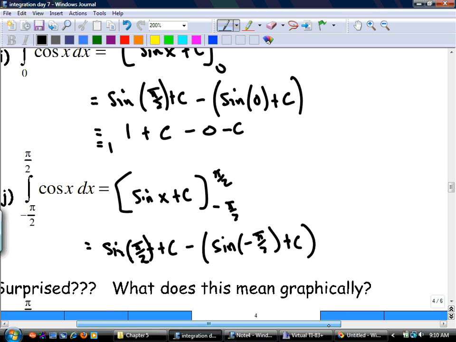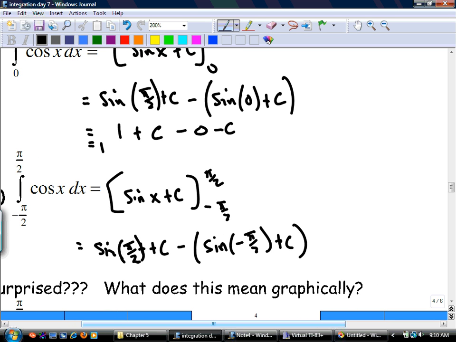So you get 0 plus c minus 0 plus c. No, sorry, 1 plus c, right? 1 plus c minus negative 1 plus c. Minus negative 1. Positive 2.